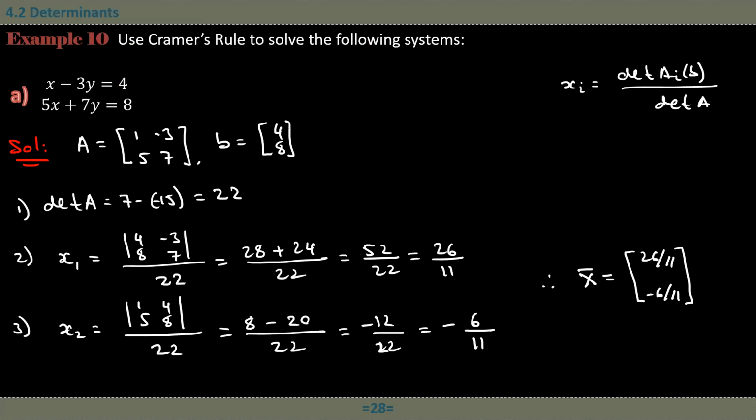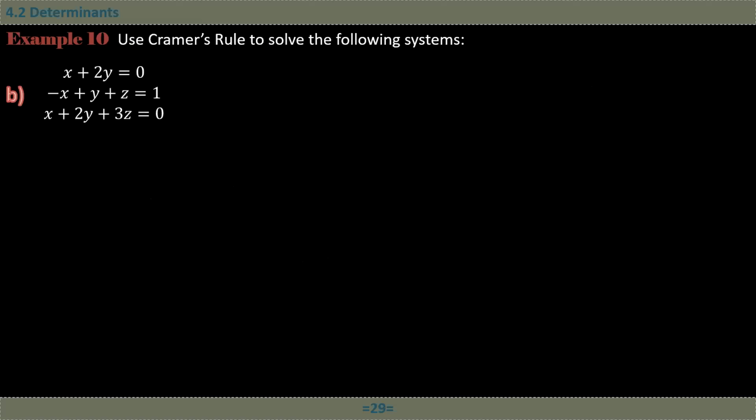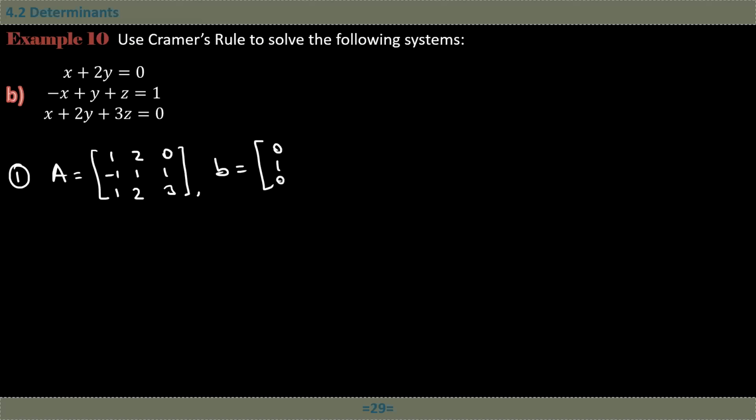So we have solved the system using Cramer's rule. Let's see another example. Use Cramer's rule to solve the following system. Okay, the first step, let's just write our matrices. Here we have A: the coefficients of x1 are 1, -1, 1. The coefficients of y are 2, 1, 2. And of z, 0, 1, 3. And vector B is 0, 1, 0.